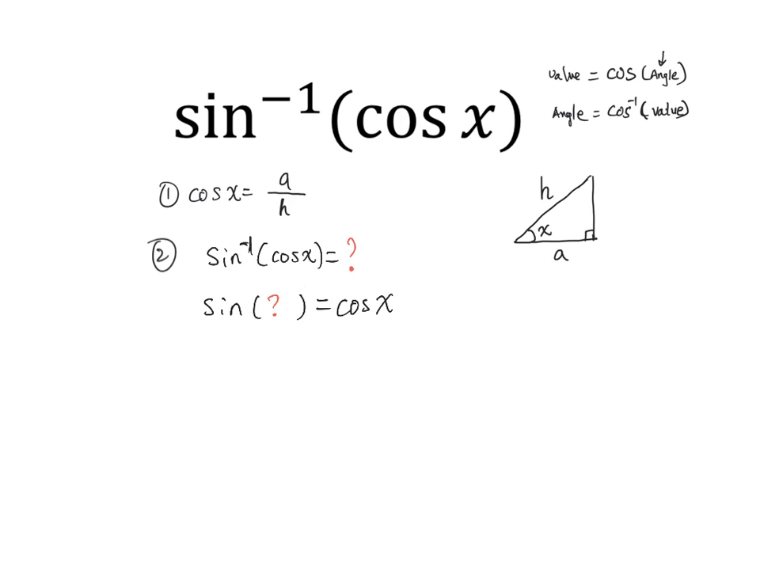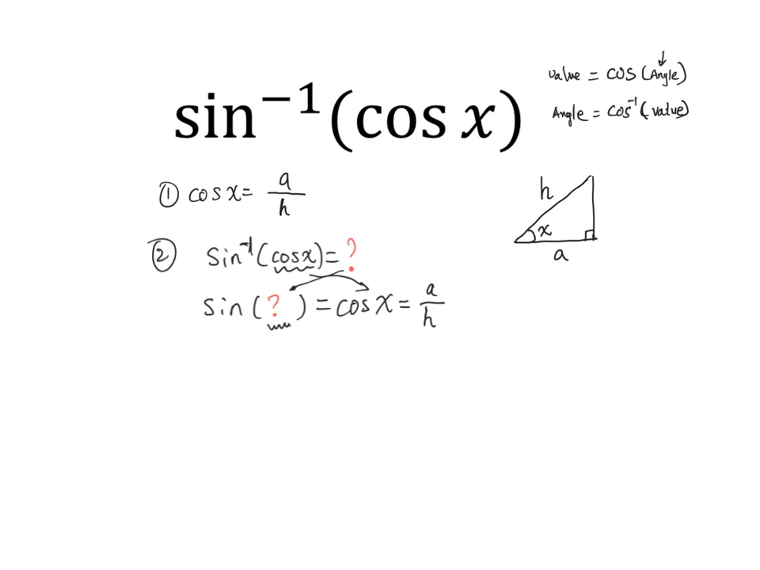That's why I can swap these two components, and this cosine x is coming from here, this question mark is coming from here. Again, in other words, we are trying to solve this: sine of what angle is equal to cosine x, and what is cosine x? It is A over H, right?